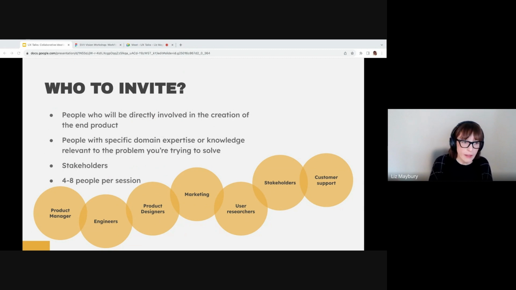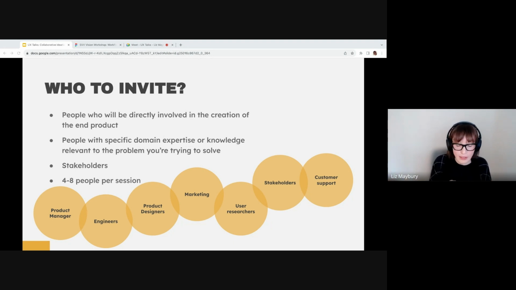And then you want to start thinking about people with specific domain expertise or knowledge that's relevant to the problem that you're trying to solve. So that could be user researchers, maybe people from marketing, people from other teams that just happen to know a lot about what you're trying to work on. For example, when I ran one before, it was for choosing templates to create videos in a previous job.